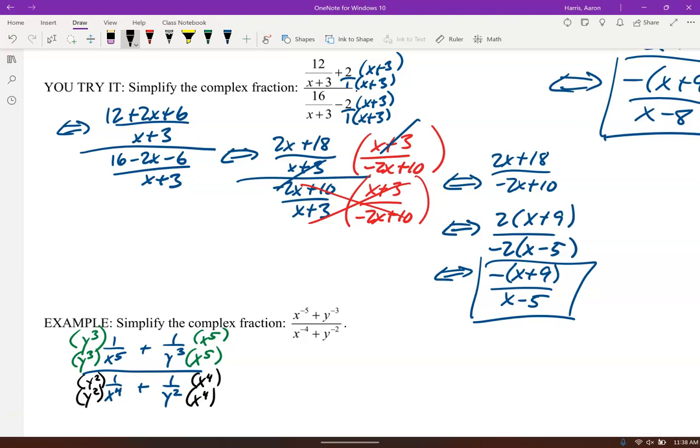So let's see what we got here. So I have y to the 3rd plus x to the 5th, so x to the 5th plus y to the 3rd, all over that x to the 5th, y to the 3rd common denominator, all over y squared plus x to the 4th, all over x to the 4th, y squared. And now I have a fraction over a fraction. So we can go ahead and multiply by the reciprocal.